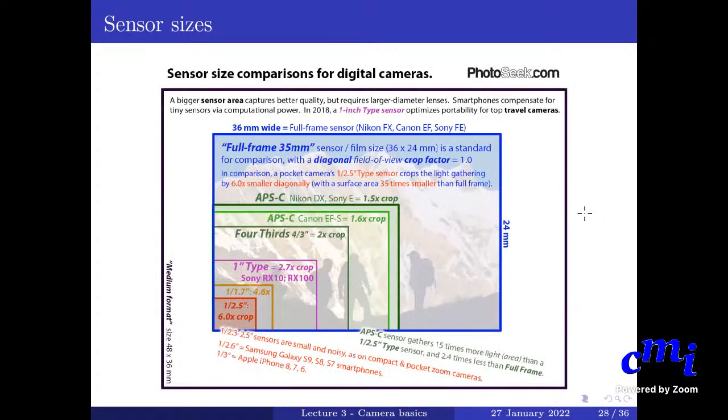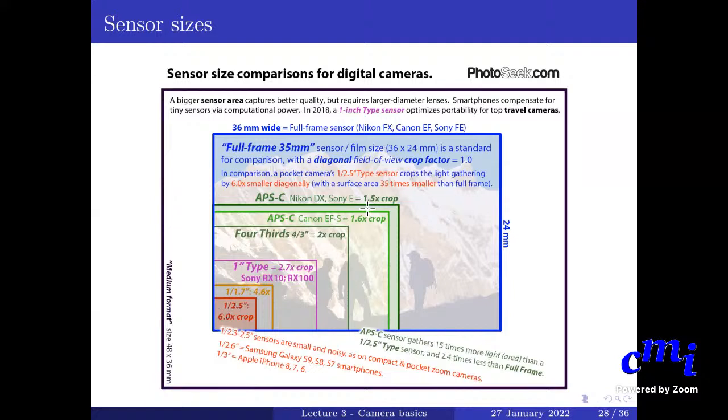So here are some comparisons of sensor sizes. The outer one here is the biggest one, I think. There's this 36 wide, which is used on these kinds of cameras. And the innermost one, the smallest one here, is what you see on mobile phones, on our smartphones. So this is the one that is most commonly used.